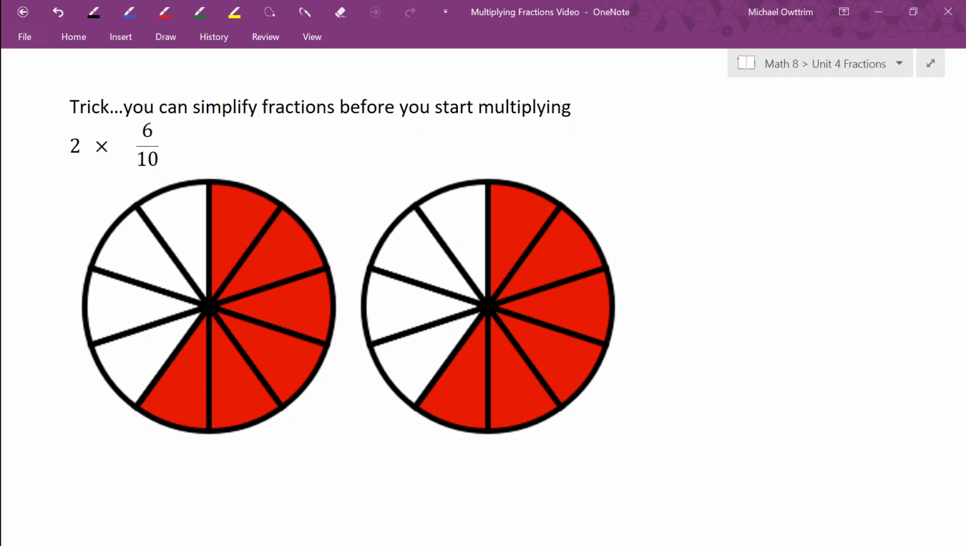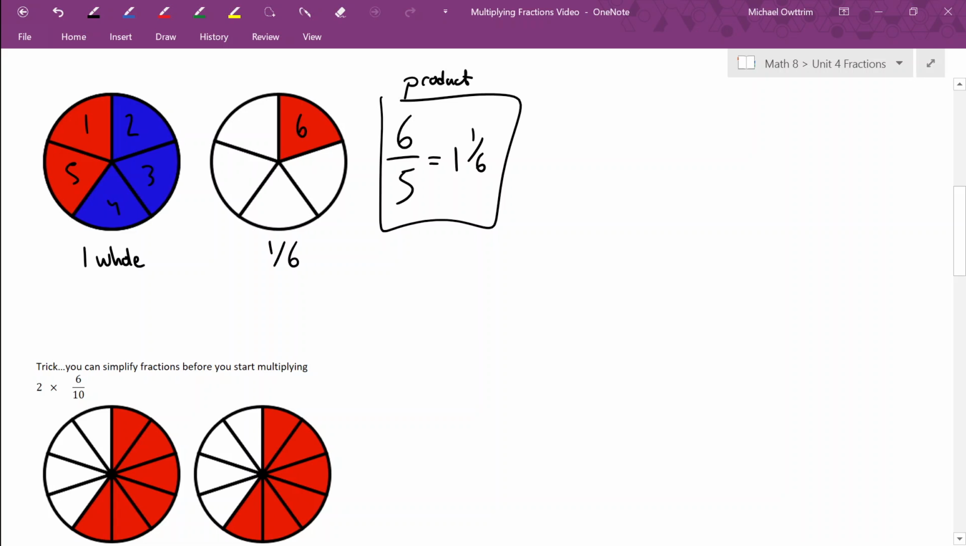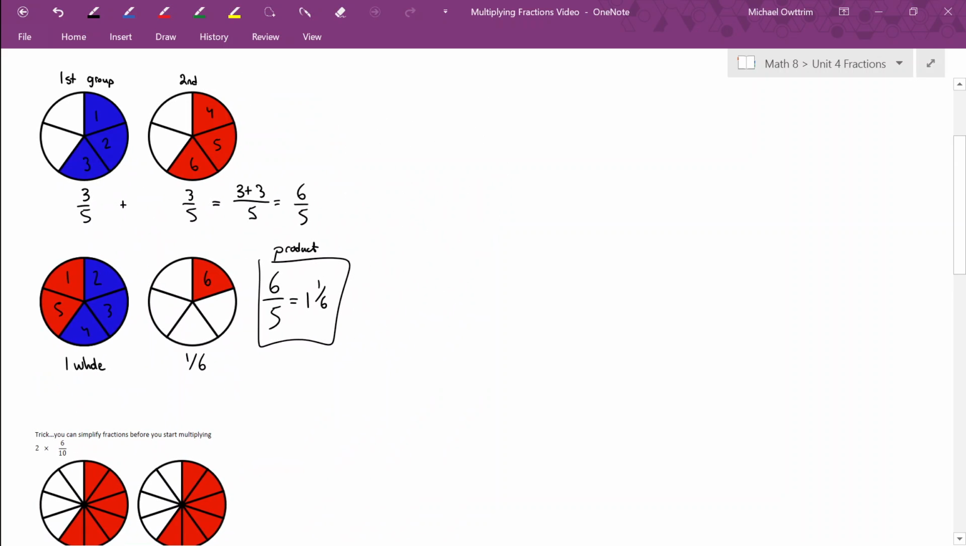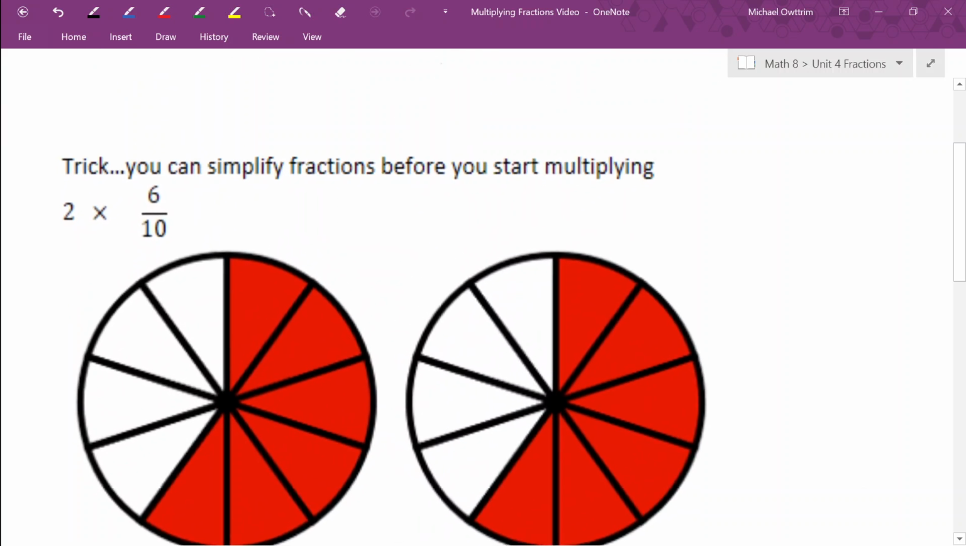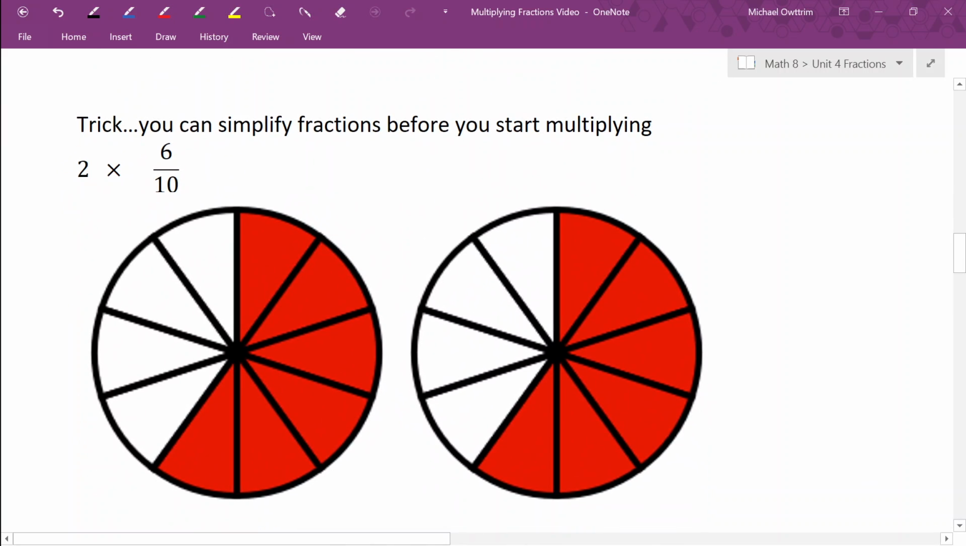You might notice that this problem here is actually the same size and shapes as the previous problem of 2 times 3/5. We've just written the 3/5 in a different way as 6/10. So if I wanted to simplify this problem before multiplying, I could go ahead and combine every group of 2 sections here.